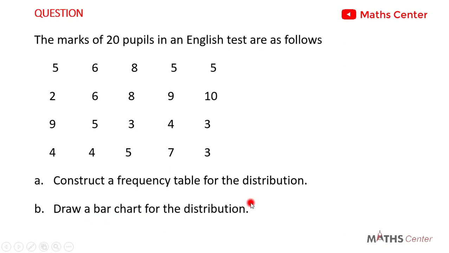I've already explained how to construct a frequency distribution table for a given data in one of the previous videos. So I will leave the link to that video in the description of this video so that you can check it out if you want a step-by-step explanation of how to construct a frequency distribution table for a given data. Because I've already explained it, I'll go through the construction of the frequency table quickly, and then we will concentrate on drawing the bar chart for the distribution.